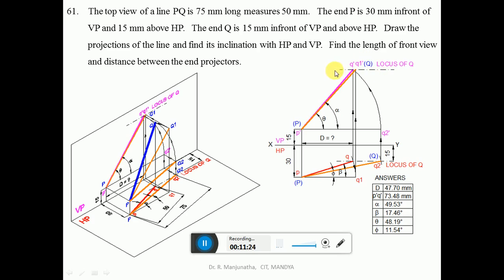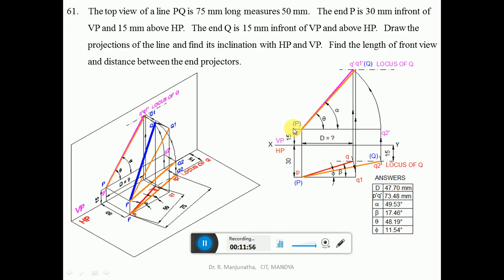So once you get the locus, now we are going to find the apparent length in the front view. To do that, from Q2, since it is the true length in HP, you have to have the line parallel to HP. So P dash is above HP by 15 mm. So Q2 should also be above HP by 15 mm. So draw a vertical projector from Q2 such that it touches the locus of Q in the front view, such that P dash Q2 dash will be above HP by 15 mm. That is what we have done here.